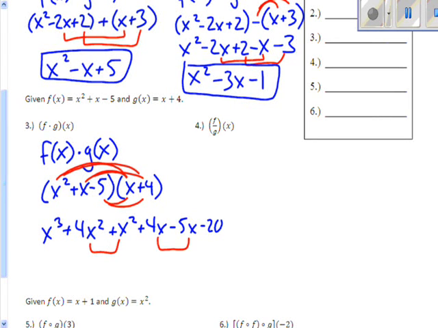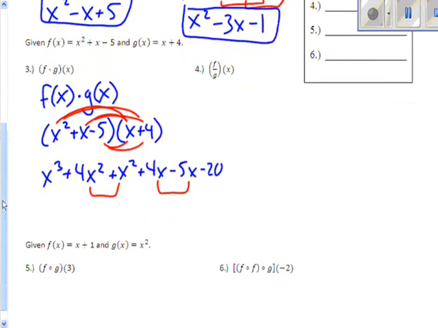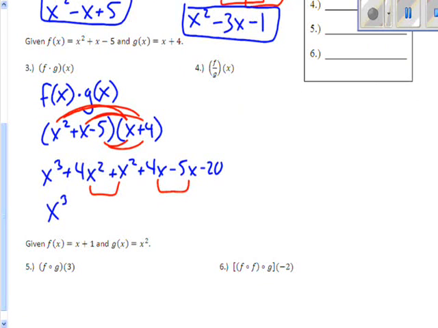Again, this is no different from what we've done many times in the past. The only thing that's different is the notation. So x cubed plus 5x squared minus 1x minus 20. And that's it.